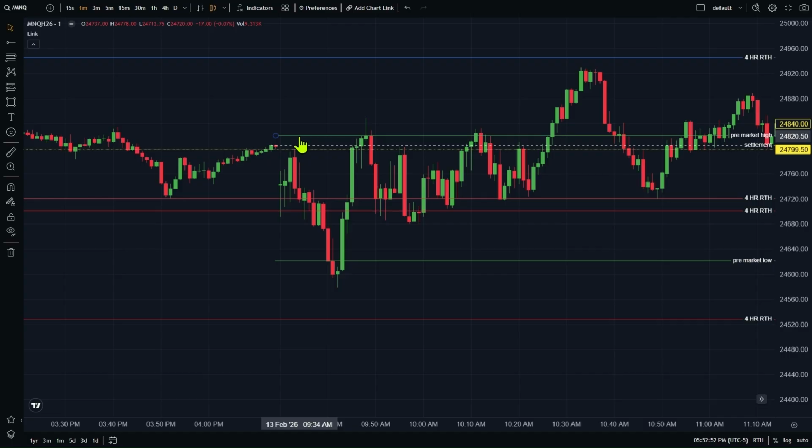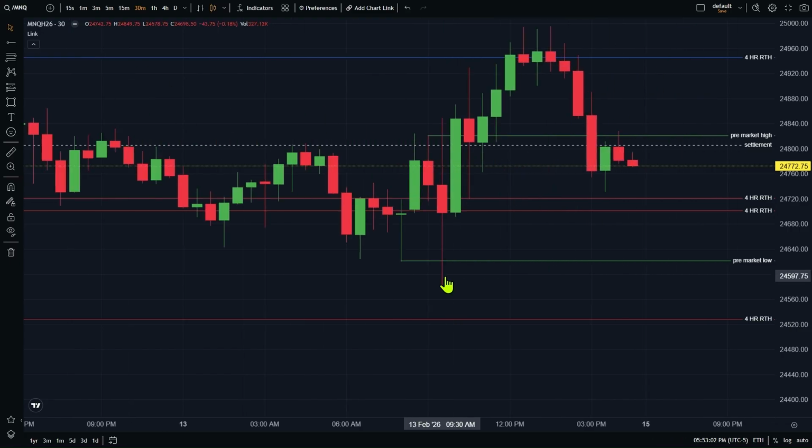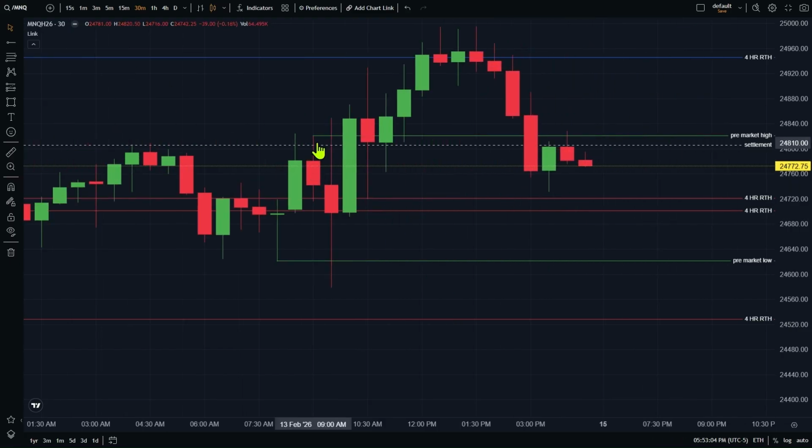I always mark out the pre-market high and the pre-market low. If we go to a 30-minute and we go to extended, that's where I have these marked. I have it off on here. This is the 8:30 candle right there, so that's our pre-market high. And this is the 8 a.m. candle right here, pre-market low. We took that out. So you just mark those, you leave them on the chart.